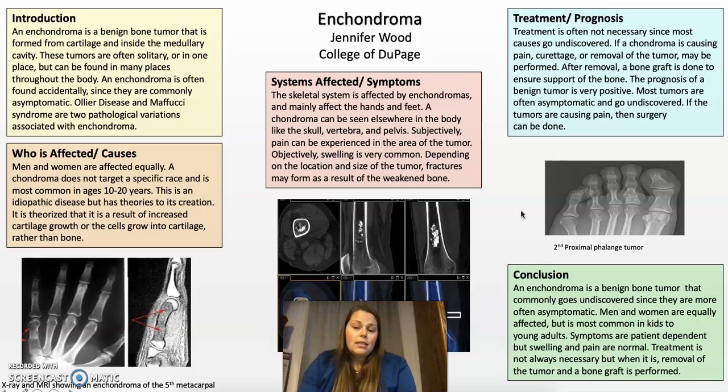Treatment is not always necessary, but when it is, removal of the tumor and a bone graft is usually performed if the symptoms appear to be harsh enough to need that.